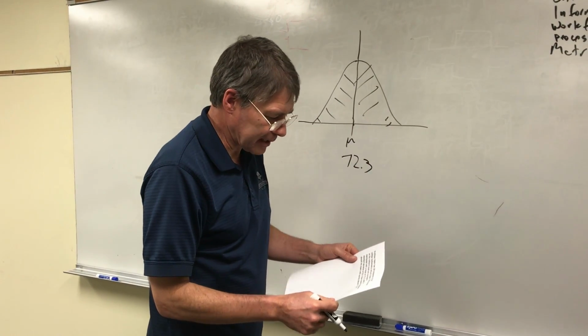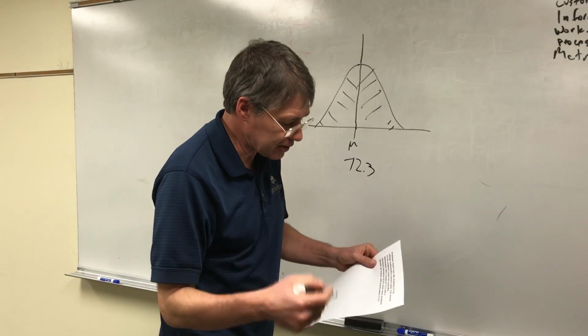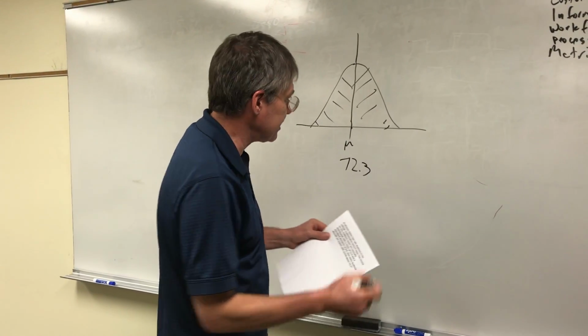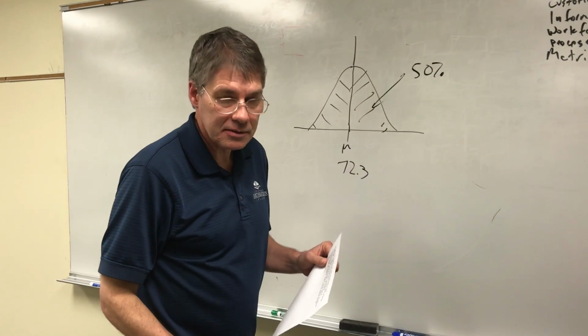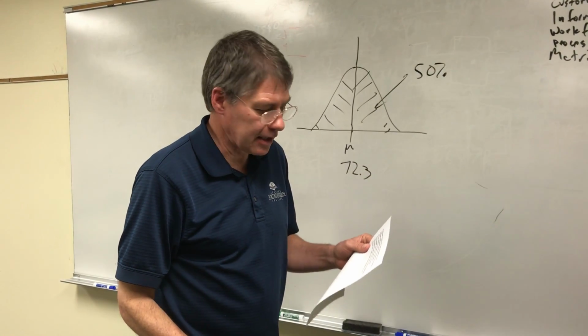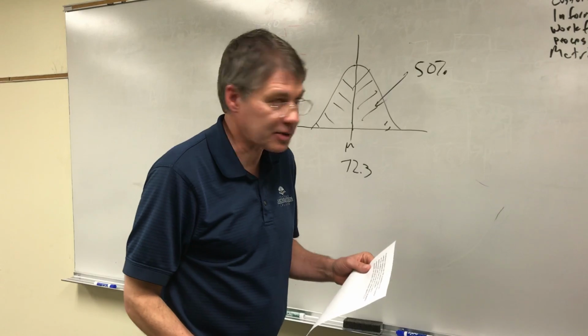So how many students should we expect with scores above 72.3? Half of them. So half of 184 is 92. 92 is the correct answer.